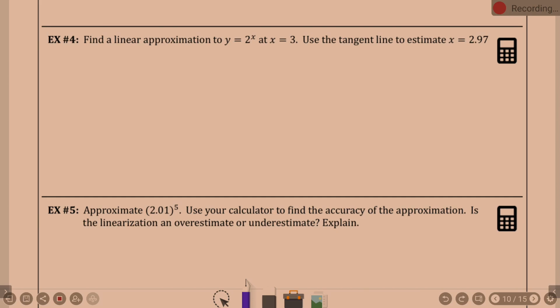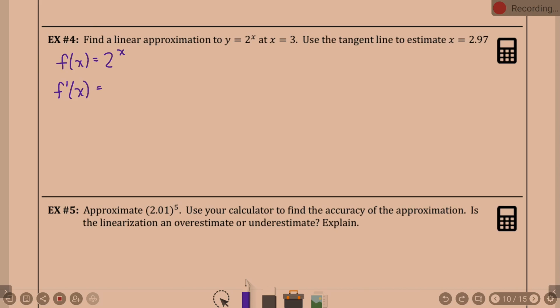In this case, they say y equals 2 to the x. I'm going to use f of x as my notation here. So, in terms of derivative, what is the derivative of 2 to the x? Well, technically, it's a calculator problem, right? Yeah, but I would use the calculator here.